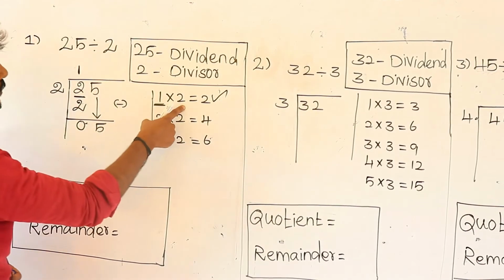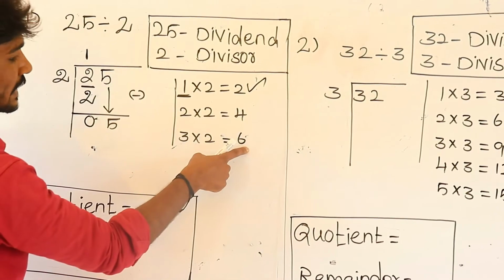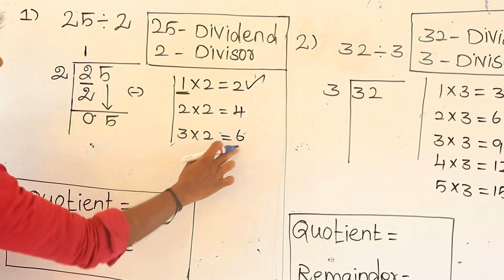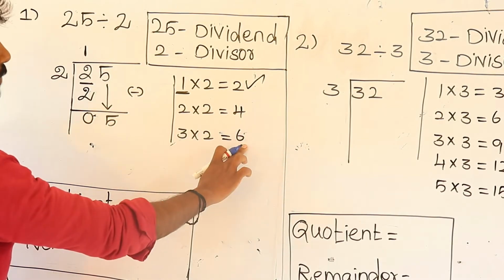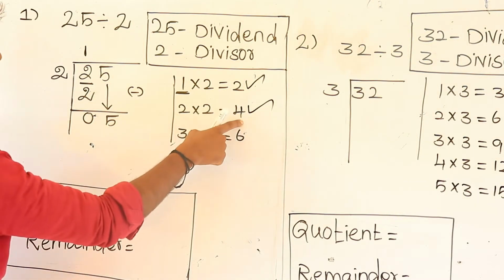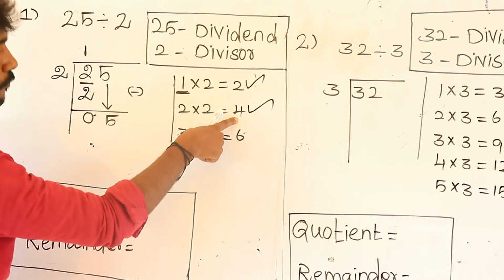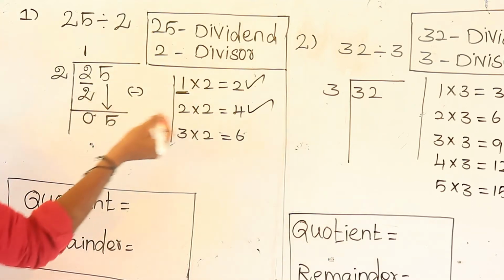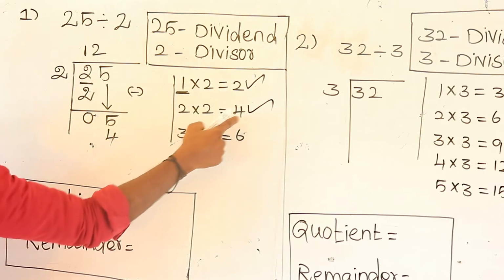Here 1 2's are 2, 2 2's are 4, 3 2's are 6. But here the dividend value is smaller, and 6 is the greater number. So this one is impossible, and 2 2's are 4 is possible. Why? Here the dividend value is 5, and here the value is 4. So the smaller number is possible. How many 2's are 4? 2 2's are 4.